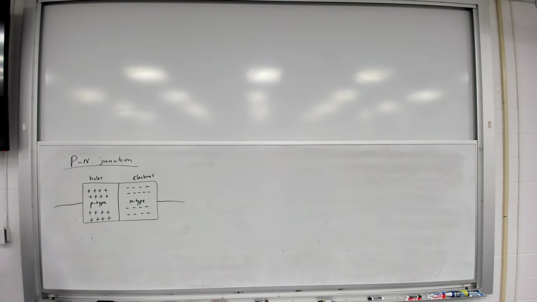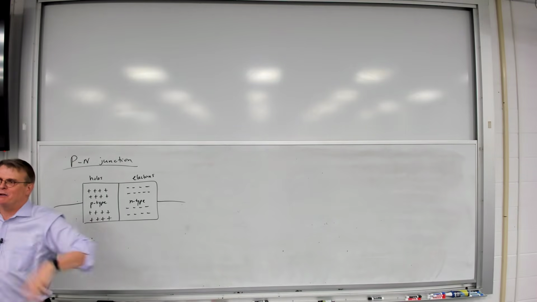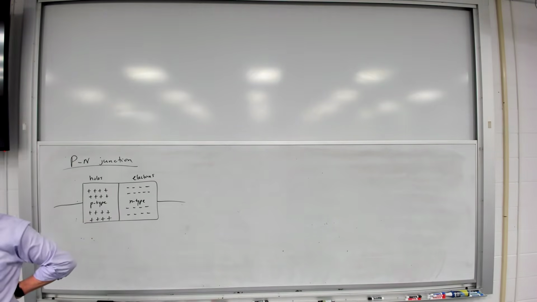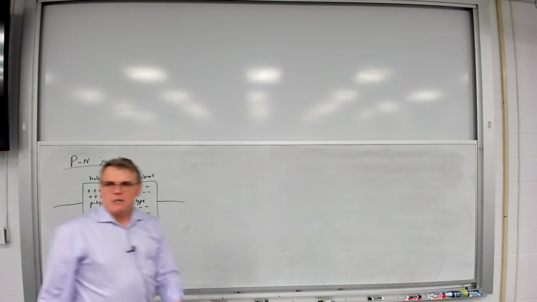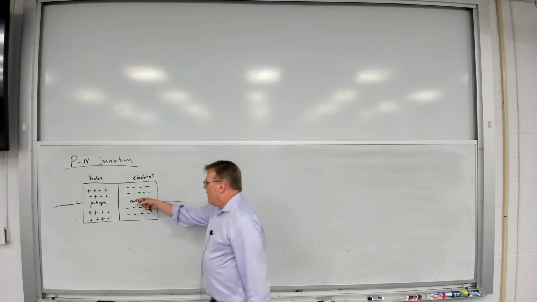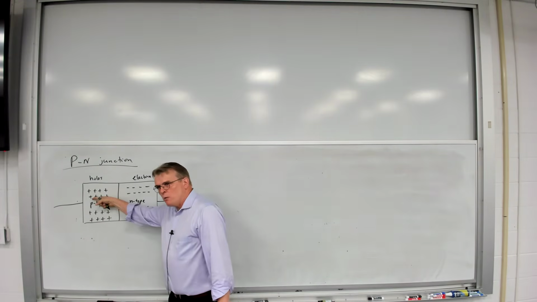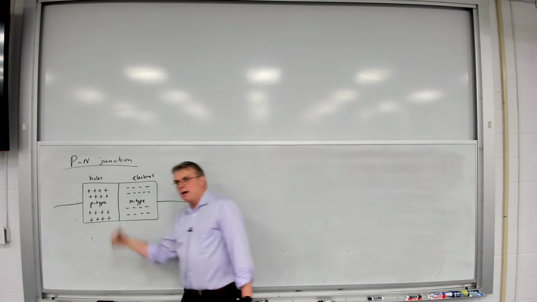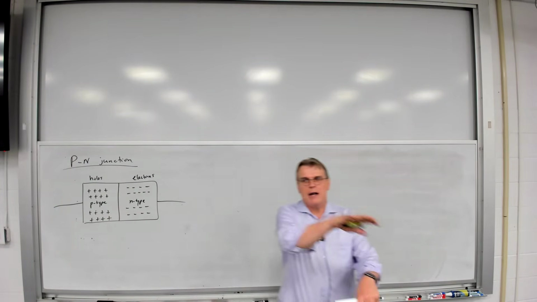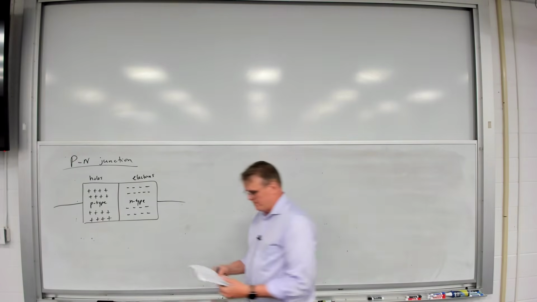Now, what physical process takes over when you have a high concentration of something here and a low concentration there? What physical process do we call that? The movement of material from high to low concentration. Diffusion. It's diffusion, yes, exactly. We've learned about diffusion. Diffusion is going to take place. Holes are going to diffuse this way, electrons are going to diffuse the other way, so from high to low areas of concentration.